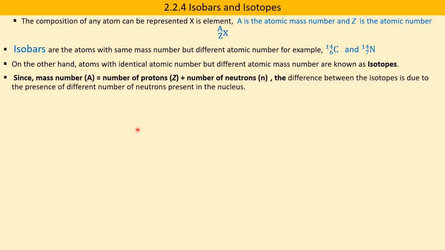Since mass number A equals number of protons plus number of neutrons, the difference between isotopes is due to the presence of different numbers of neutrons in the nucleus. So the difference between isotopes is due to the presence of neutrons in the nucleus.